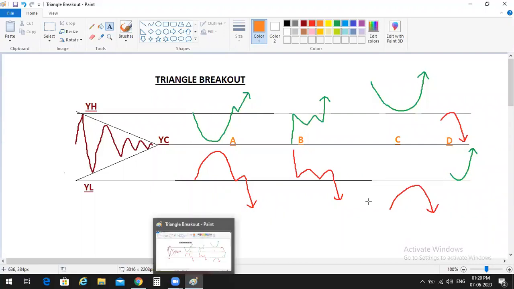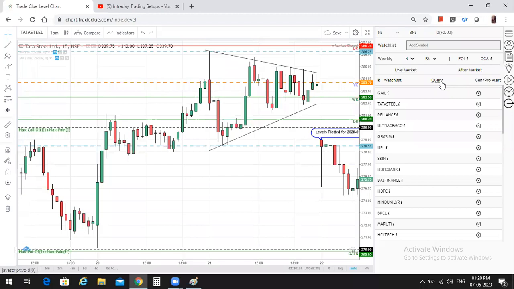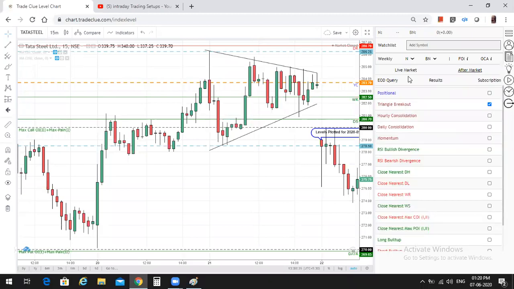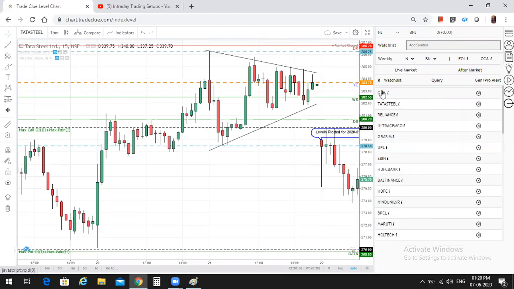As I said, TradeClue helps you select the query from aftermarket. I will select my triangle breakout, the stock comes, then in the live market you can have the stock in your watch list, and then you have the options levels, DS, DR, all these plotted to give you more prominent conviction to take a trade. So that is very good.